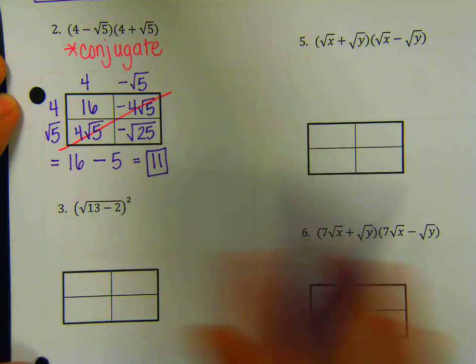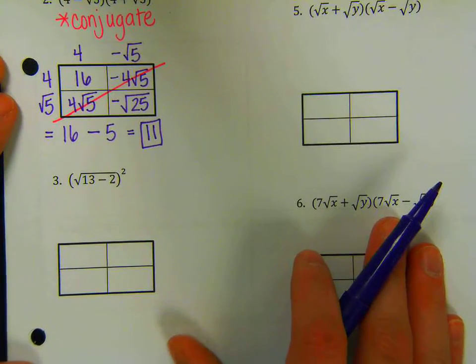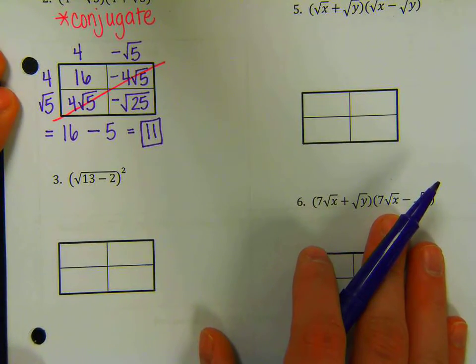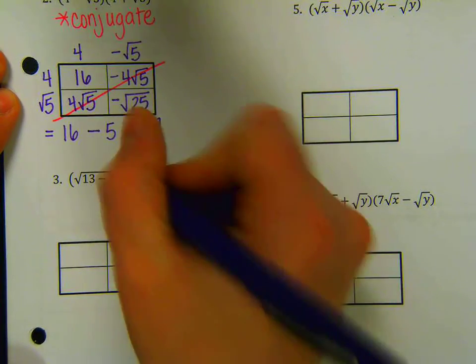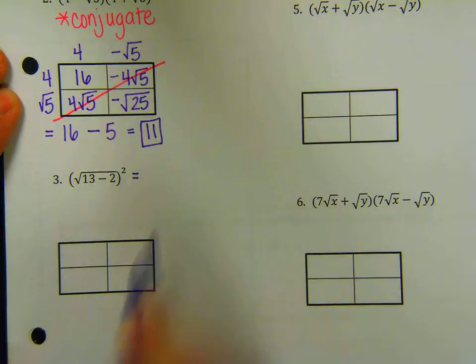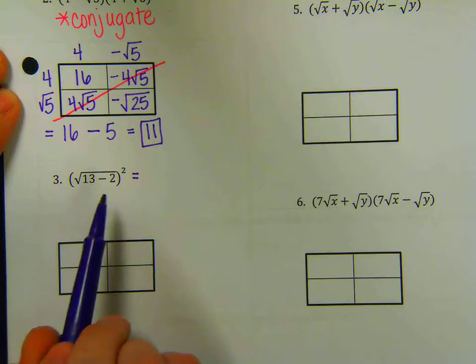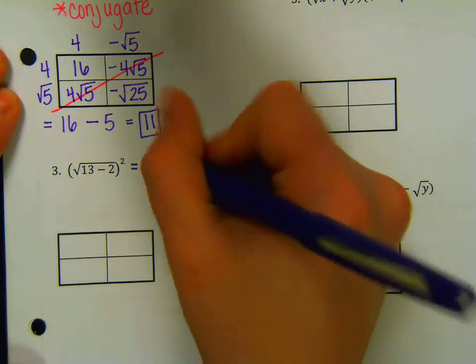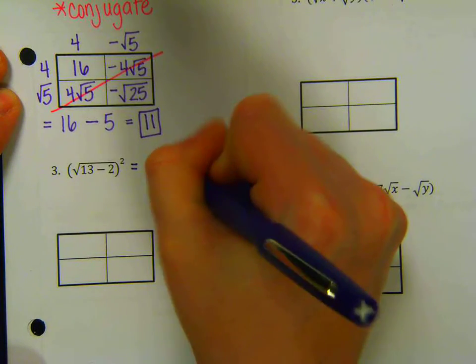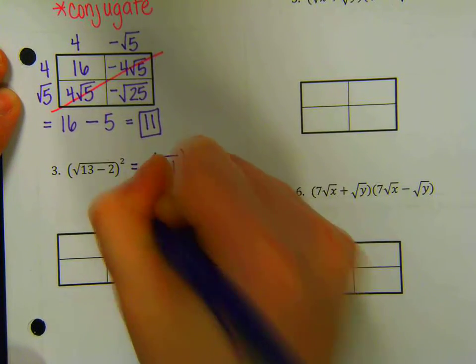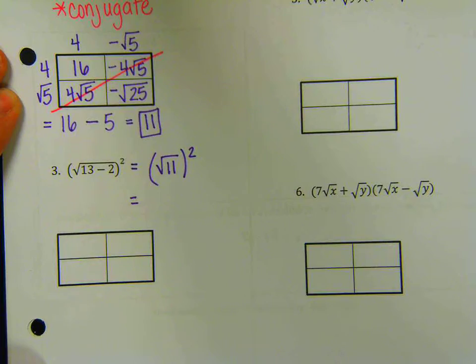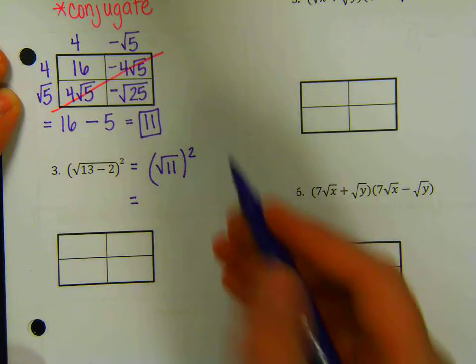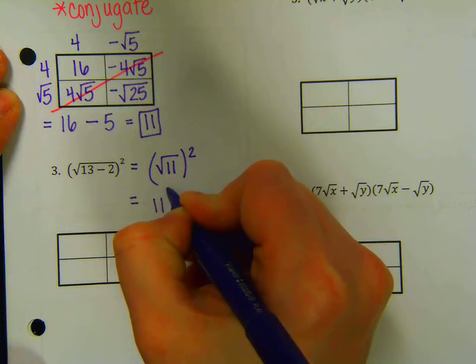Okay. Yeah. Now, 3, I think I screwed up when I created this problem. I think I needed a radical somewhere, but let's just work with it. We're not going to need to use the box method. Let's simplify what's underneath the radical. So 13 minus 2 is 11. So I have the square root squared. And what do you know about that? It's just 11 because the radical will cancel each other off. So this answer is just 11 as well.